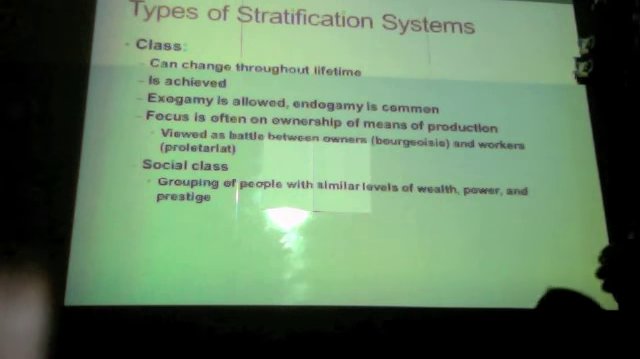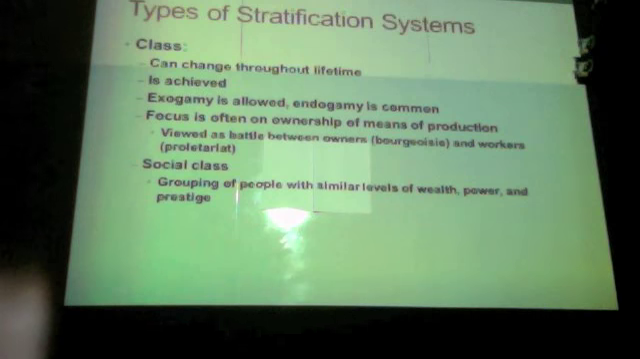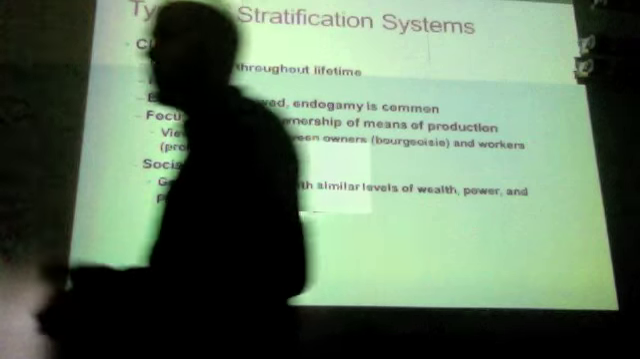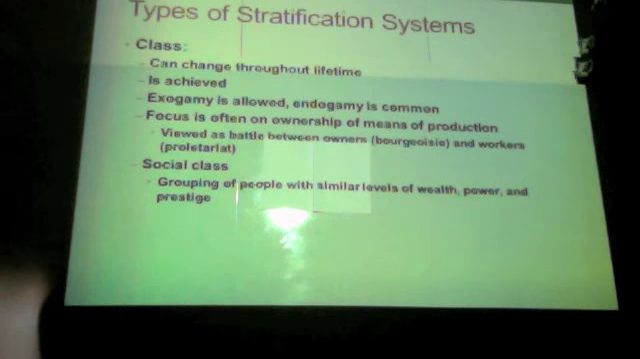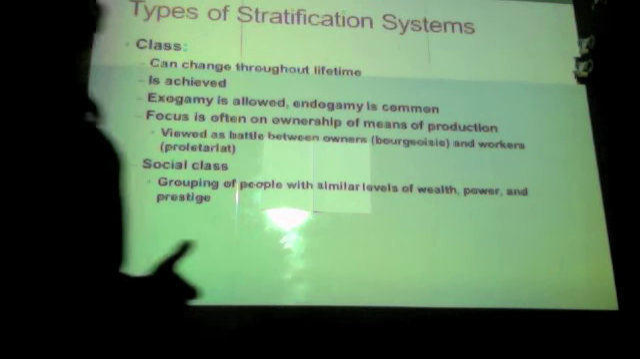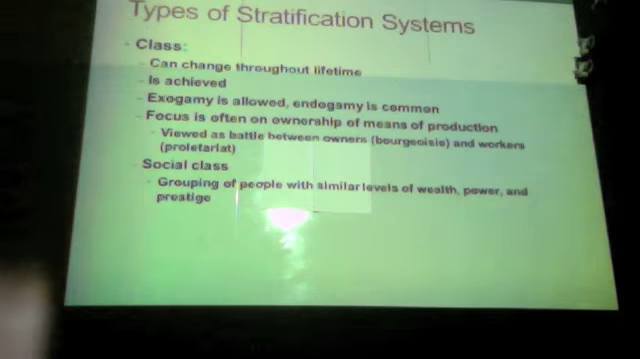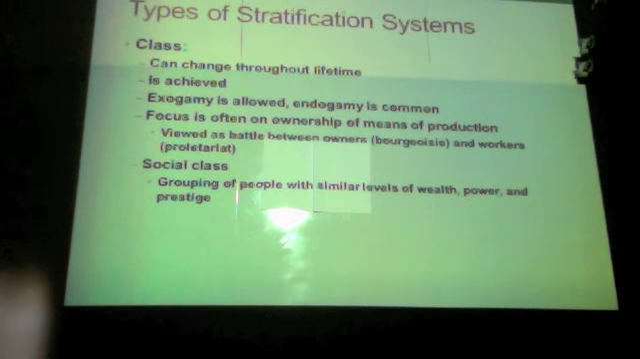Now, the concept here of exogamy, which is the opposite of endogamy, exogamy is allowed in an open class system. What that means is that you are allowed to marry, if you're poor, to marry a rich person. If you are rich, you can marry a middle class person. There are not necessarily going to be laws preventing such a thing, but endogamy is still the most common practice. The poor typically marry into poor families, the rich typically marry into rich families, the middle class marry into middle class families.